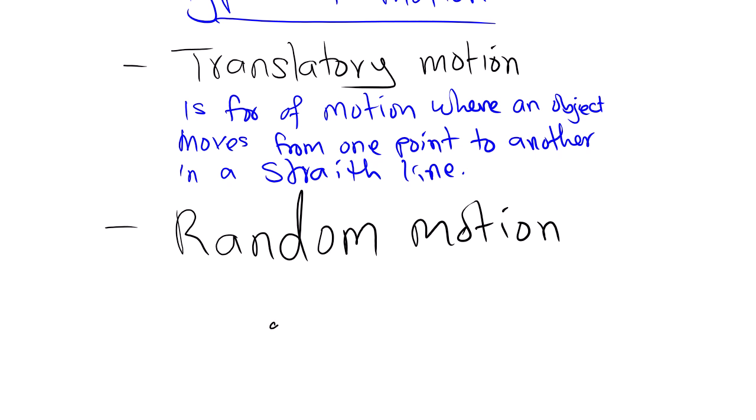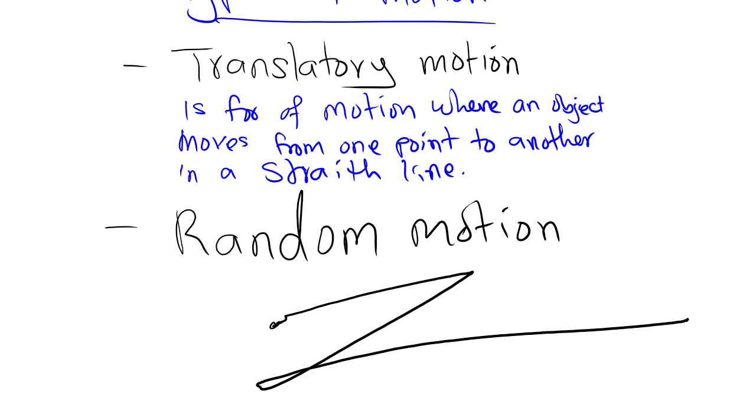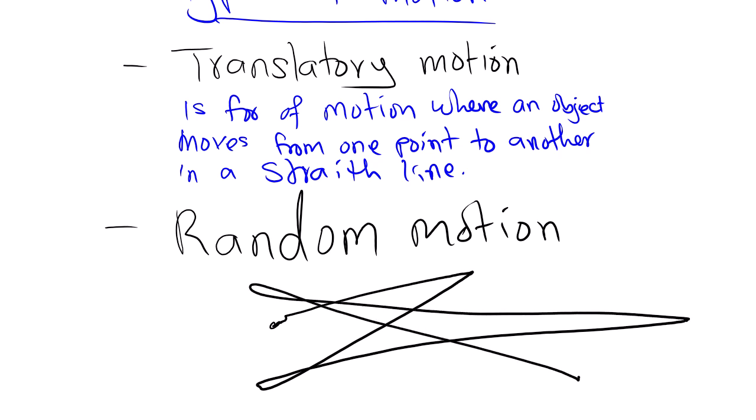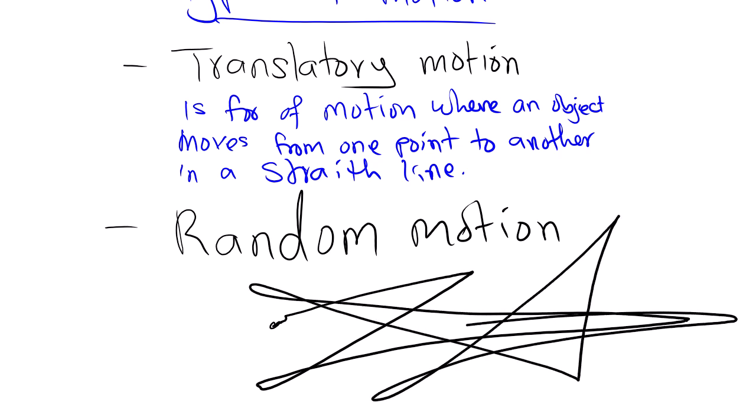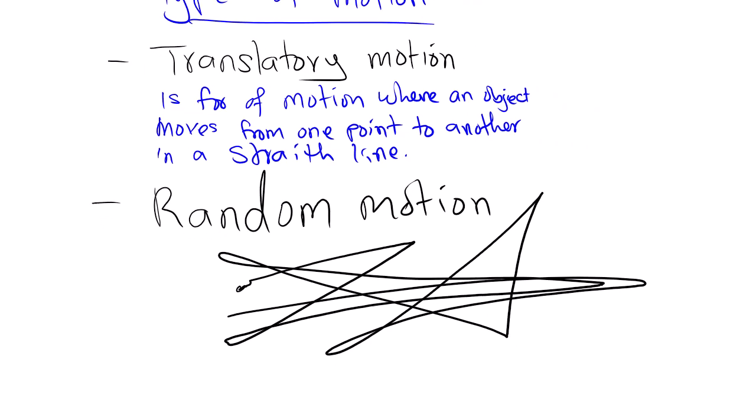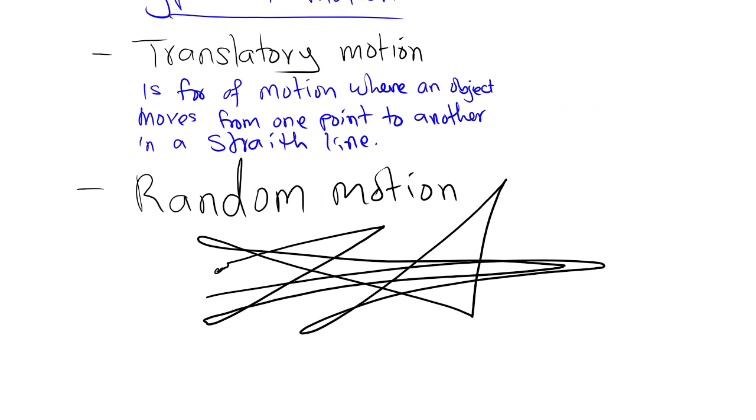Let's say it started at this point, but it moved this way, came back this way, and did this and that, all in a form of irregular motion. The key thing here is the direction is not regular. It changes direction and you cannot predict the next direction. So this is random motion.